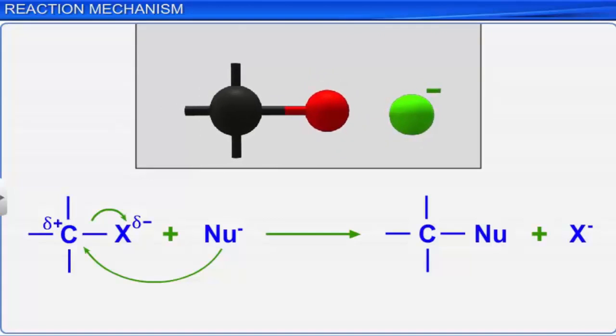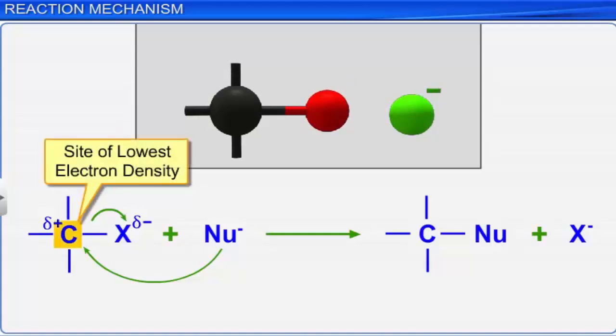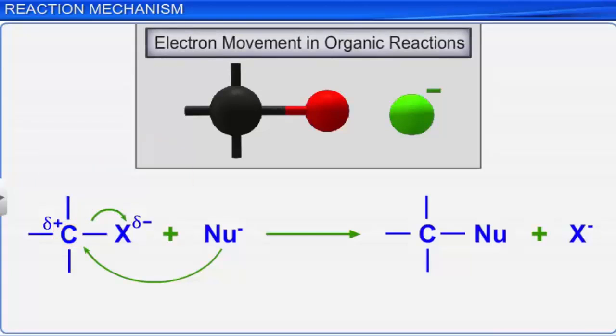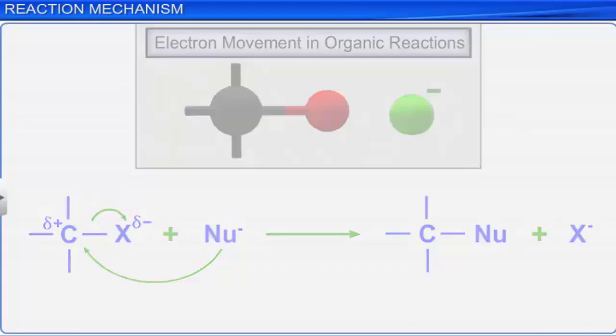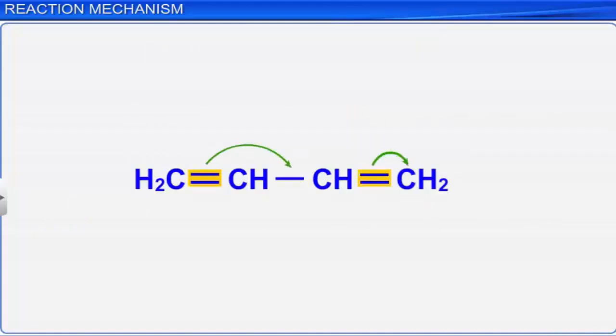Nucleophiles always attack the substrate molecule at the site of minimum electron density. The movement of an electron pair in organic reactions is denoted by a curved arrow. The curved arrow starts from the point where an electron pair is shifted and ends at the final location where the pair of electrons may move.